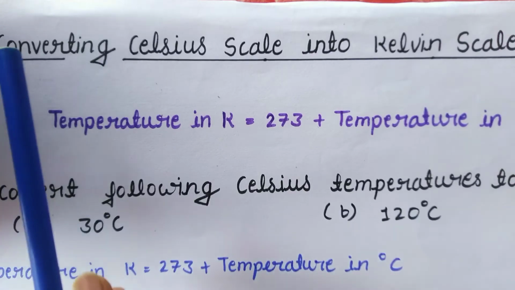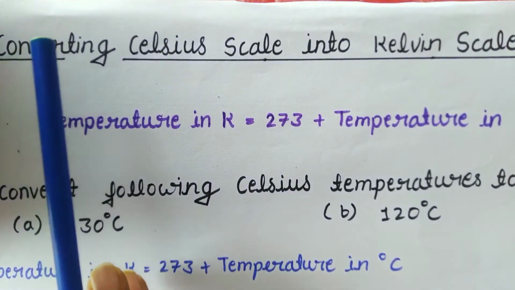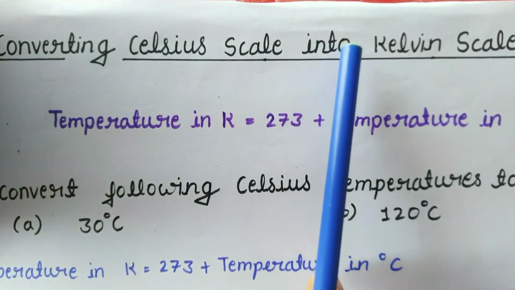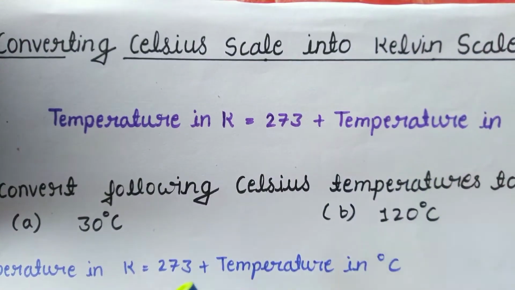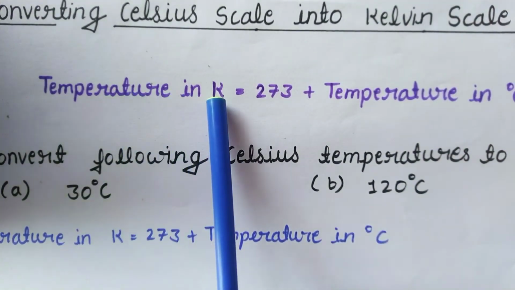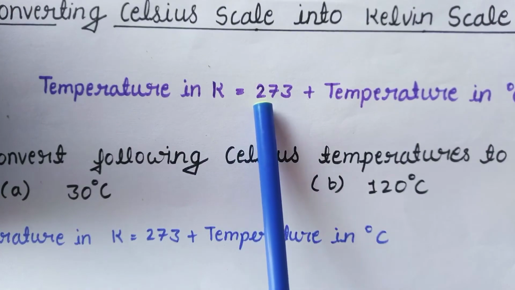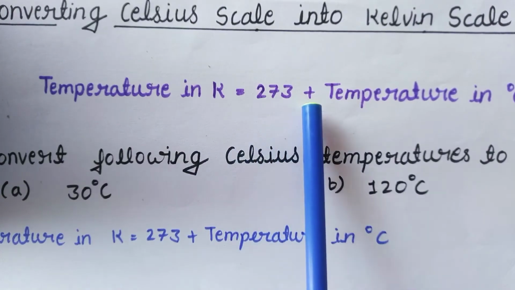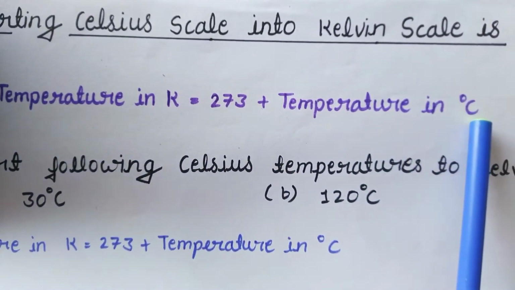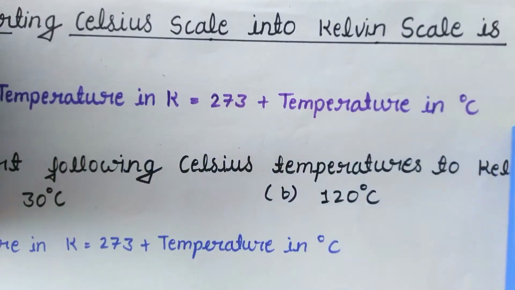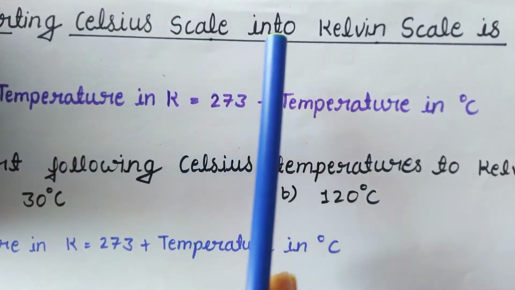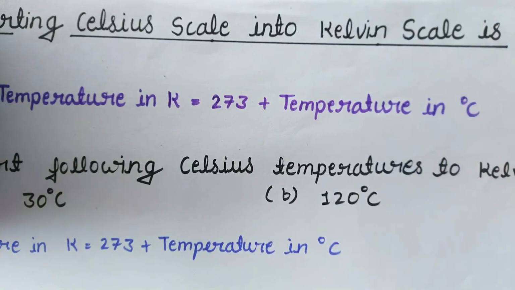Dear children, look at the formula for converting Celsius scale into Kelvin scale. Here, temperature in Kelvin is equal to 273 plus temperature in degree Celsius. This formula is known as converting Celsius scale into Kelvin scale.